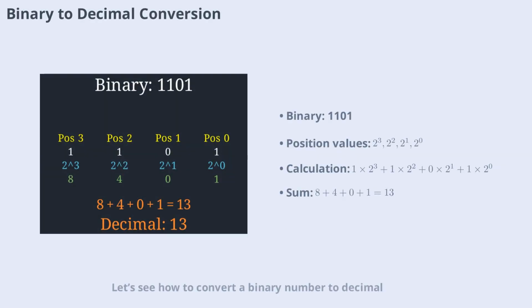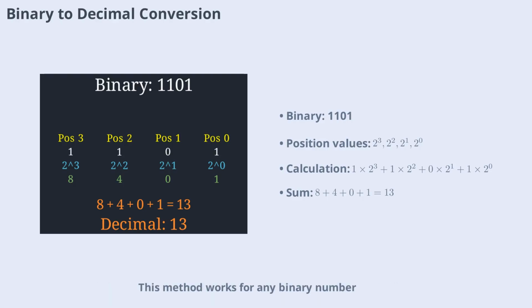Let's see how to convert a binary number to decimal. Take the binary number 1101. Starting from the right, each digit is multiplied by 2 raised to the power of its position. So 1 times 2^3 plus 1 times 2^2 plus 0 times 2^1 plus 1 times 2^0 equals 8 plus 4 plus 0 plus 1, which totals 13.